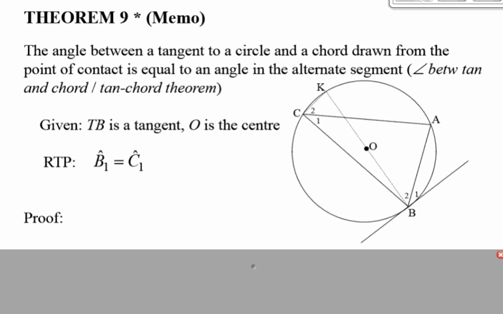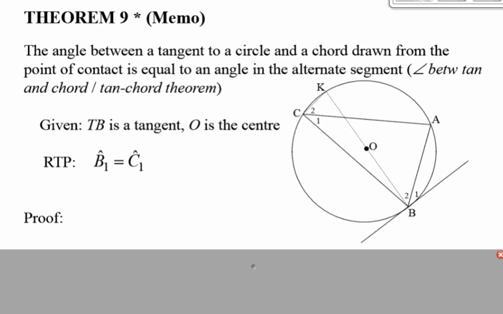In this video, we're going to have a look at the proof of the next examinable theorem, which is Theorem 9. This theorem states that the angle between a tangent to a circle and a chord drawn from the point of contact is equal to an angle in the alternate segment. So this is our famous tan-chord theorem.